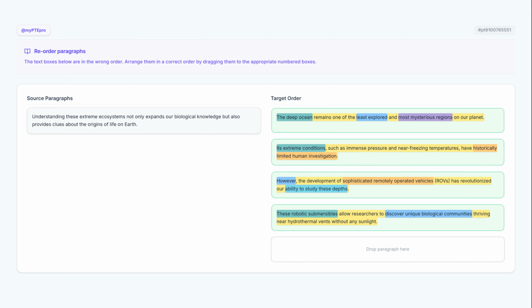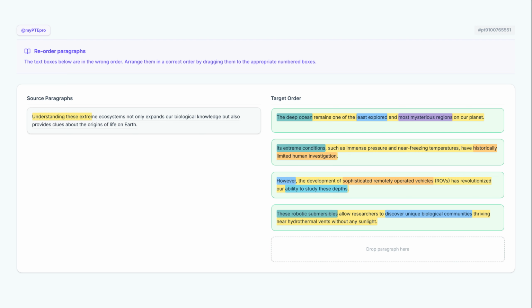I am placing this sentence in the fourth position because the noun phrase, "these robotic submersibles," is a direct reference to the remotely operated vehicles, ROVs, introduced in the third sentence. This specific to general naming convention locks the two sentences together in a sequence of technological application.